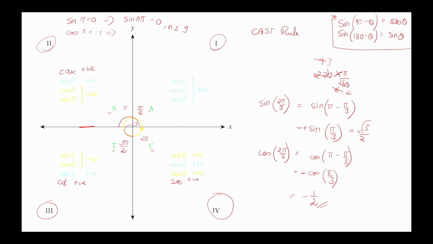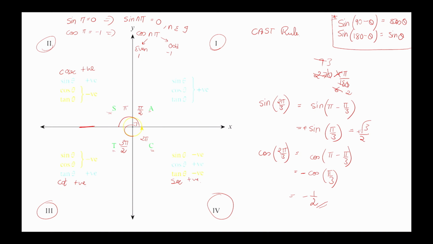So if cos pi is minus 1, how can I write cos of n pi? When I have cos 0, it is going to be 1. When I have cos 2 pi, it is going to be 1. That means whenever my n is even, I would have this value as 1. Whenever my n is odd, I would have this value as minus 1. Here again, n belongs to integers. So keep this in mind as well.